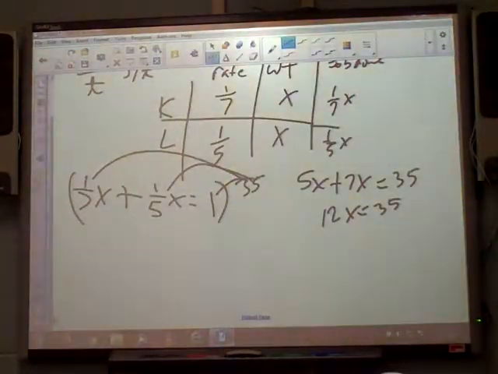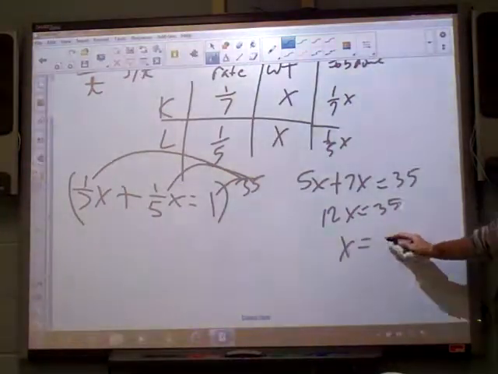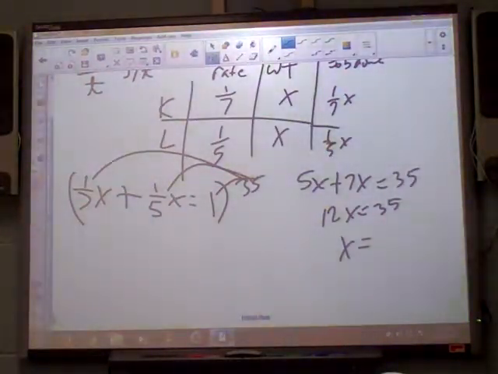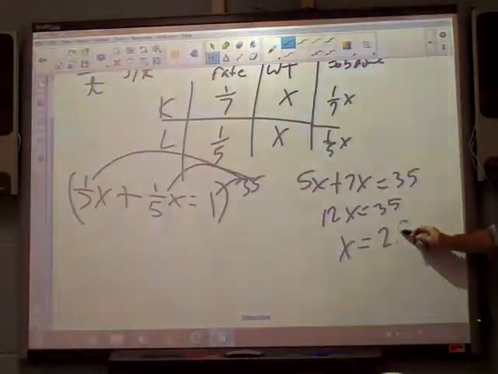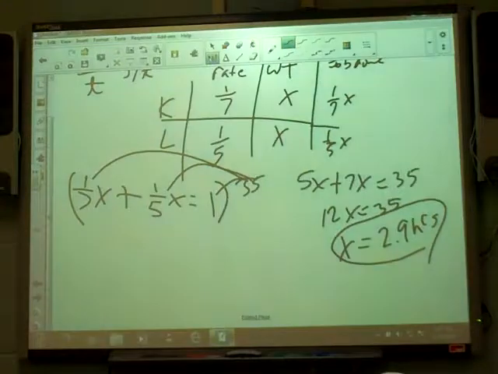What do we do to figure out the time they work together? Divide by 12. I know it's almost 3 because 36 would be 3. 2 point what? 2.9. So if they work together, it's going to only take them almost 3 hours to clean up the neighborhood instead of the 5 or 7 that they would have to do it on their own.